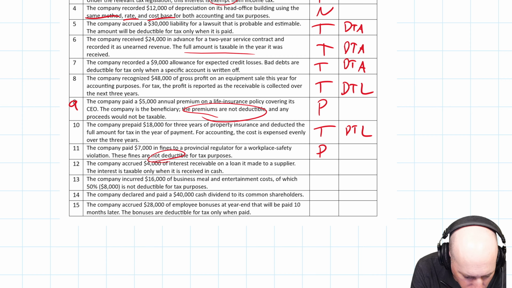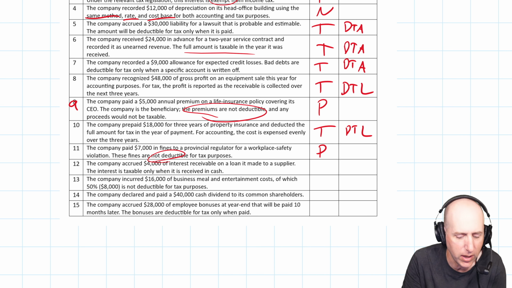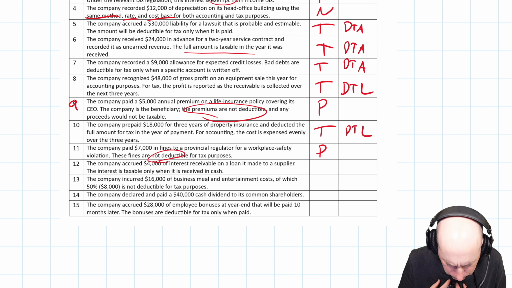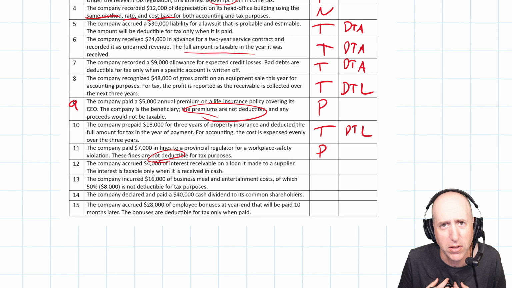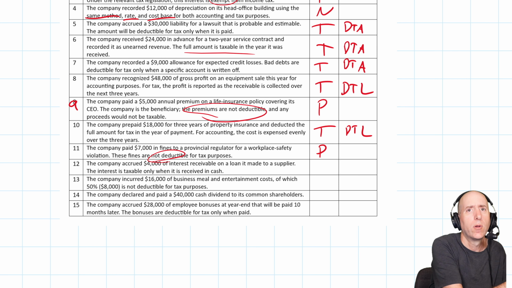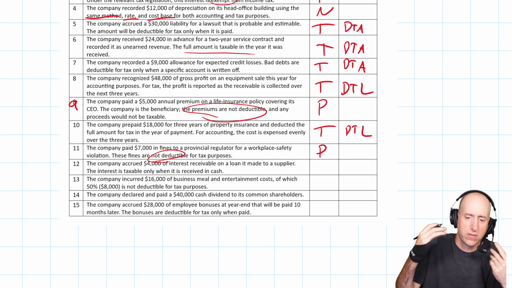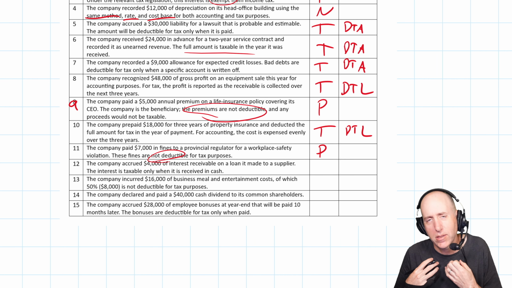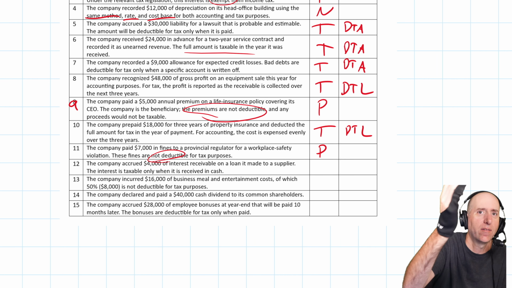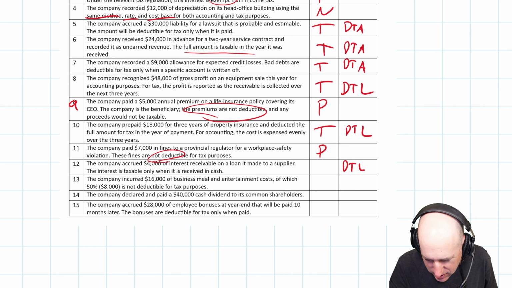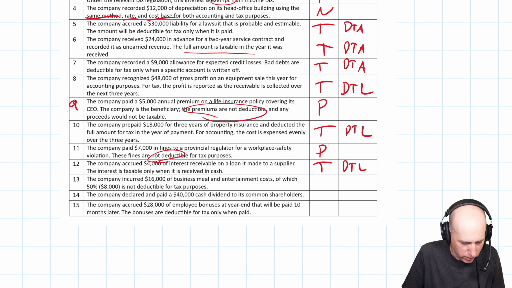The company accrued $4,000 of interest receivable on a loan it made to a supplier. The interest is taxable only when the cash is received. Okay, so we've recorded revenue now in our accounting books. We're going to record the revenue later in the tax books. Future revenue means future profit. Higher taxable income in the future means higher tax liability in the future. This is DTL, and it is indeed temporary.